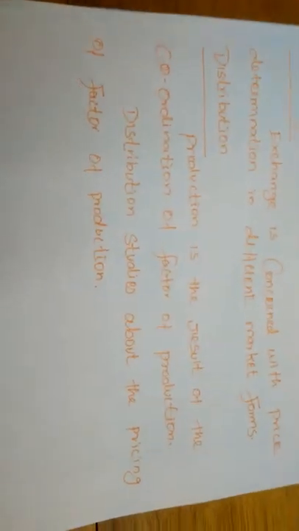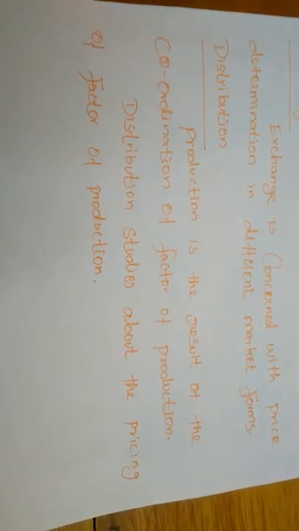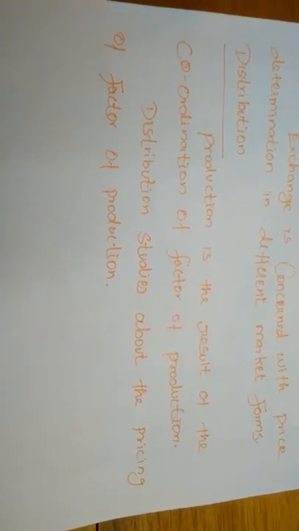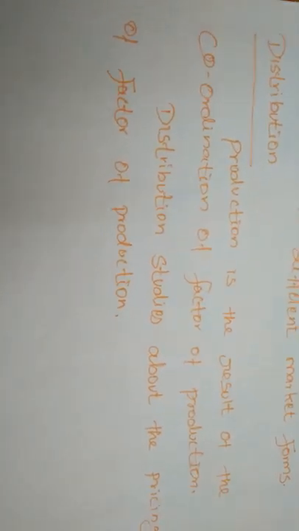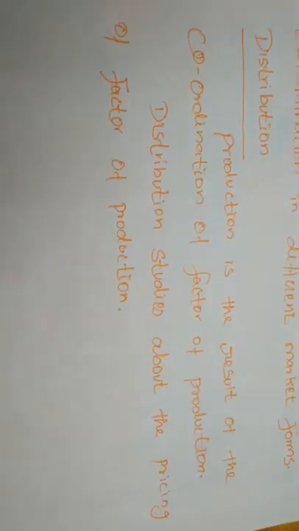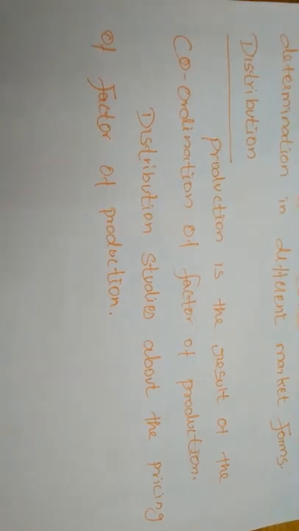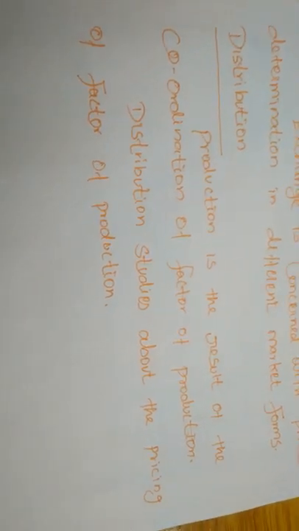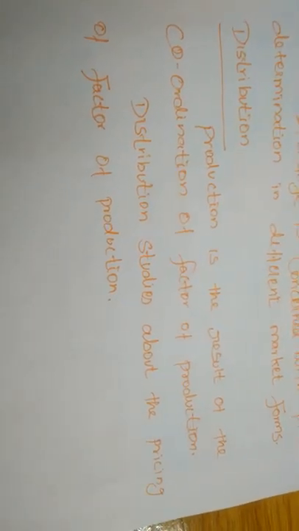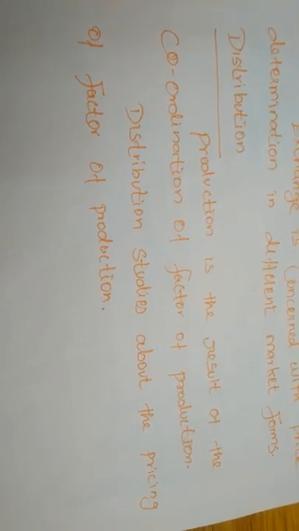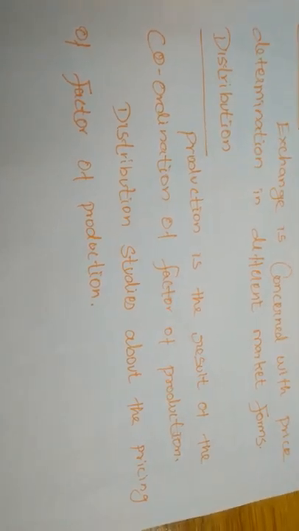Next one is distribution. Production is the result of the coordination of the factors of production. For the purpose of producing any commodity, the producers must assign and coordinate the factors of production. The factors of production are land, labor, capital, and organization. When we coordinate these factors of production in a proper and equal way, we can produce any commodity efficiently.